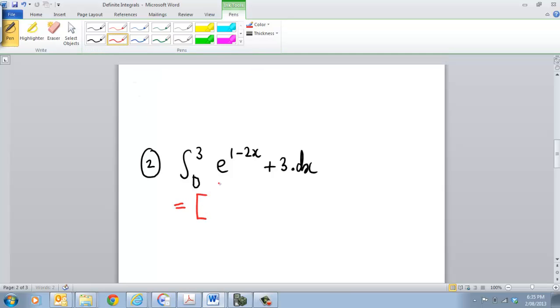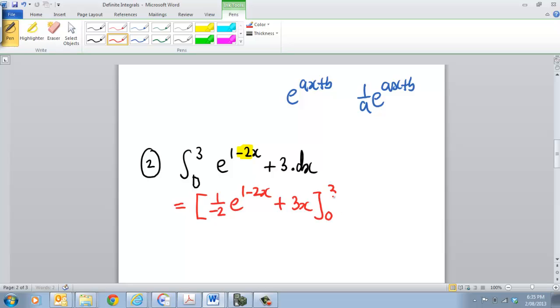Now I'm thinking of this function over here. I'm thinking of e to the ax plus b. That's going to give me 1 over a e to the ax plus b. Right, so that's what I need to think about when I'm doing this particular function. In this case, my a value is in fact -2. All right, so when I go and write this, that's going to be 1 over -2 e to the 1 take 2x plus 3x. All right, and that's going from 0 to 3.